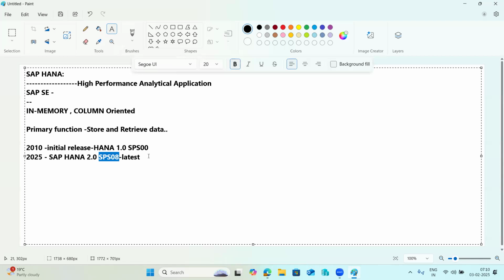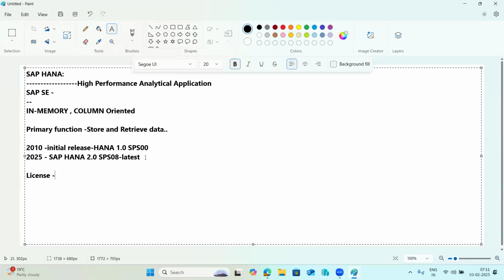It is available in English, and the license of the HANA database is proprietary, a commercial license. It's not free software, it's proprietary commercial software. The developer is SAP, and it is written in C and C++ programs. Initial release was in 2010, that is the main thing here.